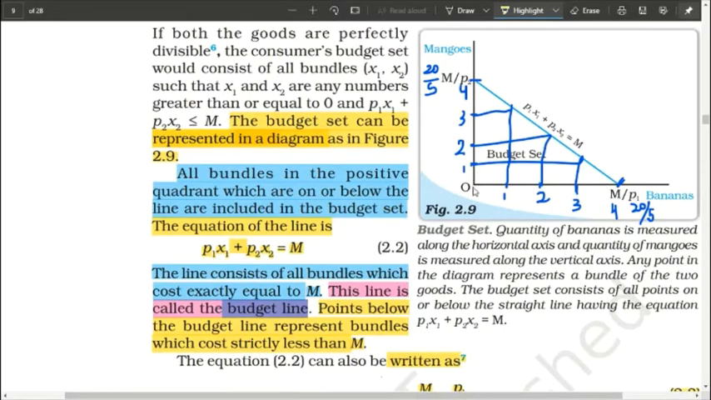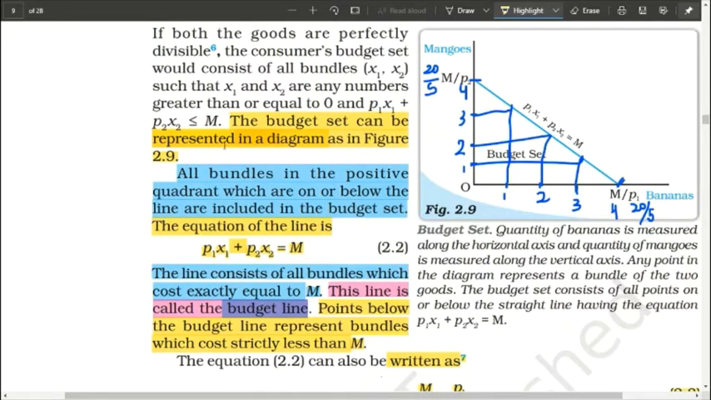Same here, 0 of mangoes or 1 banana, 0 and 2, 0 and 3. These are the different bundles. You can plot. And there are times where if you plot, you'll find that there are points which are equivalent to 20 rupees, like the combination 0 and 4, 3 and 1, 2 and 2, 1 and 3, 0 and 4. That is where if you join these, you'll get a line.